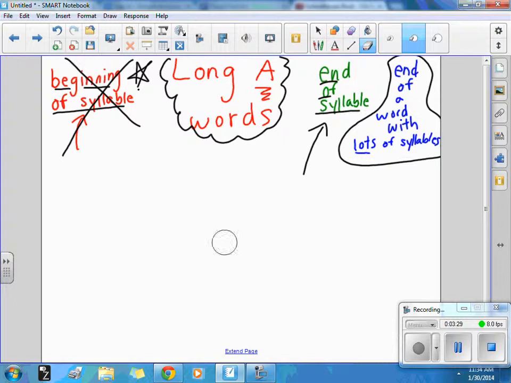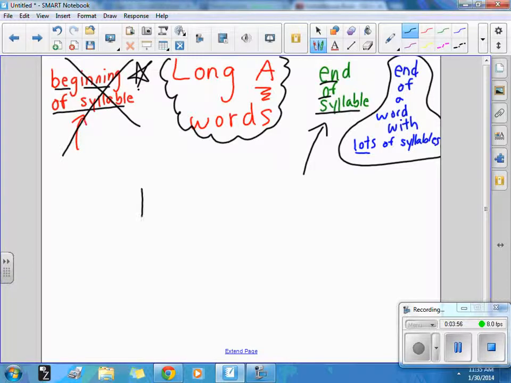We have two more words to do. And they are words that have a long A sound at the end of a word, but this word has lots of syllables, like 3 or 2 or more. So let's try the word hibernate. You hear all 3 syllables. Hibernate. Sometimes leopard geckos will hibernate in the winter. Hibernate. It should look like this.